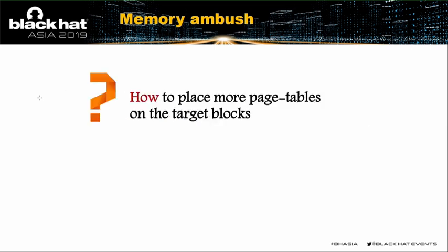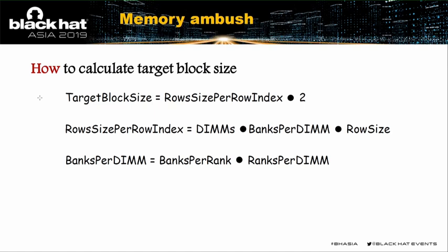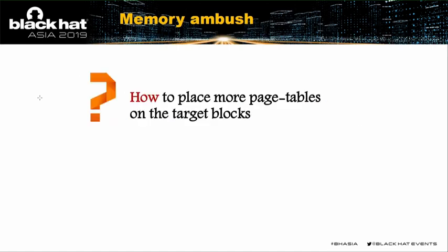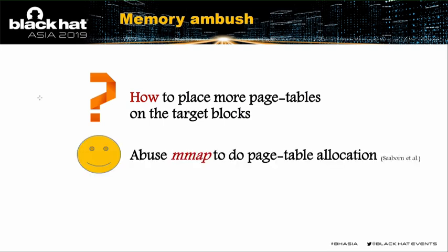So this solves the problem of how we determine the target block size. As we have no knowledge about where the vulnerable locations are in the kernel memory, we have to place more page table pages onto the target blocks. So we abuse mmap to do page table allocation. As we know, mmap is used to map a file or device into memory, and Seaborn has abused this feature to control the page table allocation.